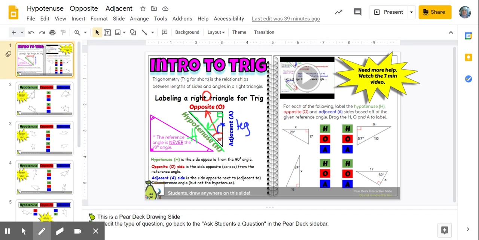So if you label the opposite side, that's usually really easy. Label the hypotenuse, that's usually really easy. And then the adjacent is the other one. It's always a leg. It's never the hypotenuse, okay?